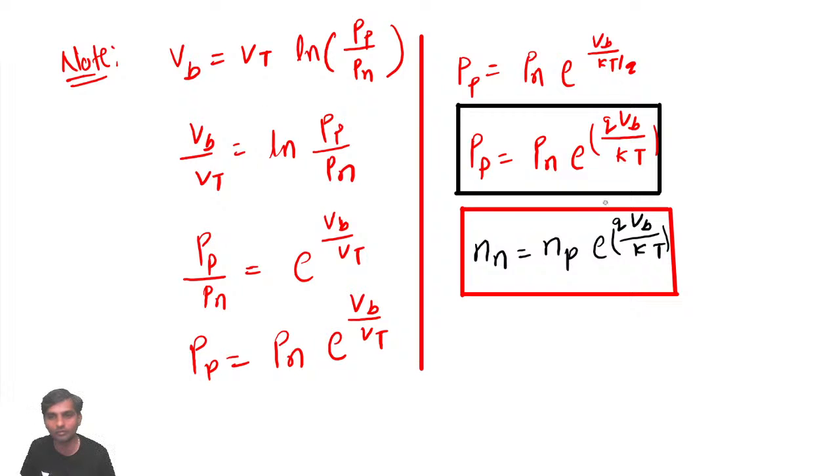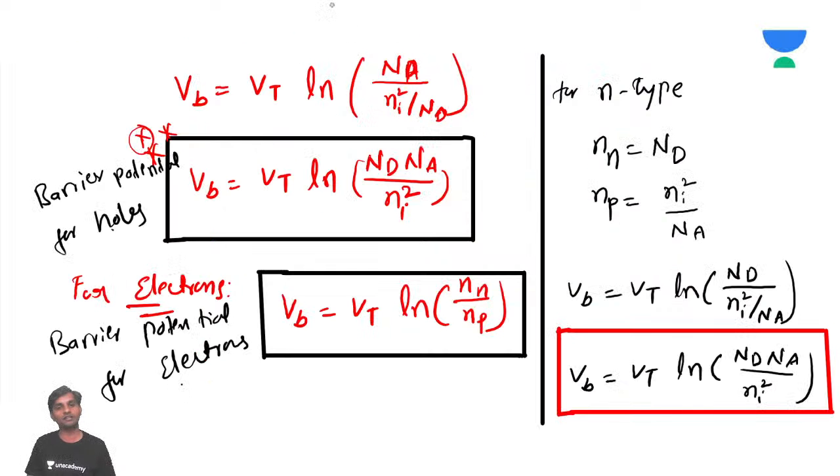Many a times problems may be asked, direct formulas. All these things you may not remember, but at least you should remember this formula. If you remember this formula, you will get everything, sir. What is the formula? The barrier potential Vb is equal to Vt into natural logarithm of Pp by Pn. If you remember this, you can calculate this. That is nothing but Nd by Ni square. Or he can give you Pp into Pn, whatever he can give.